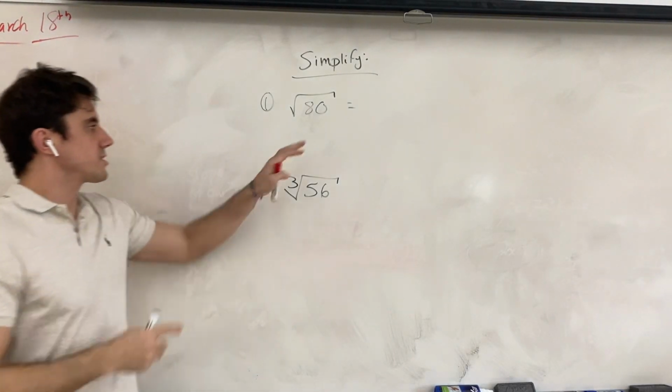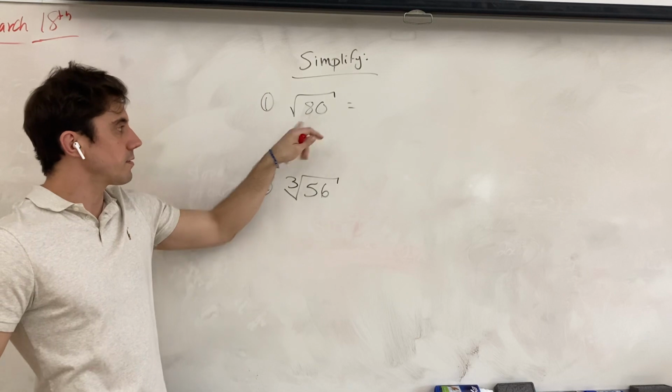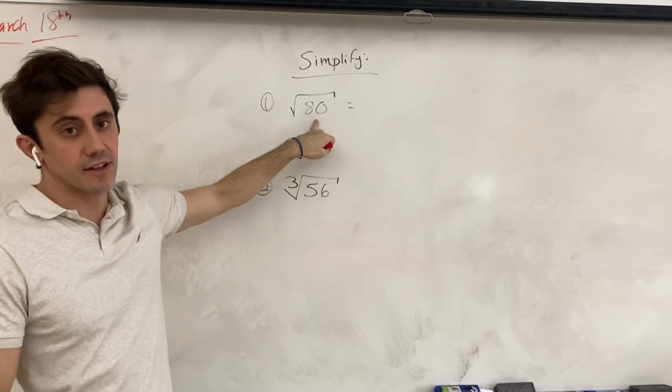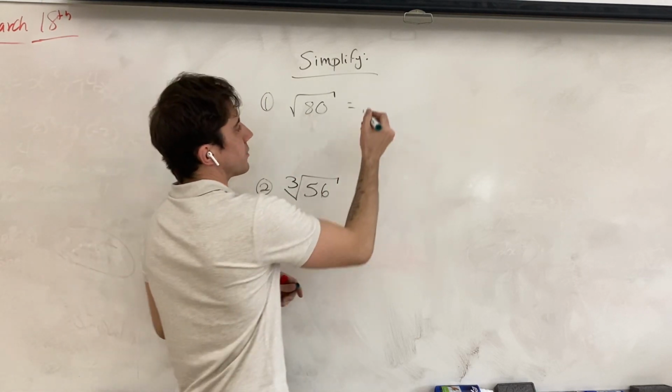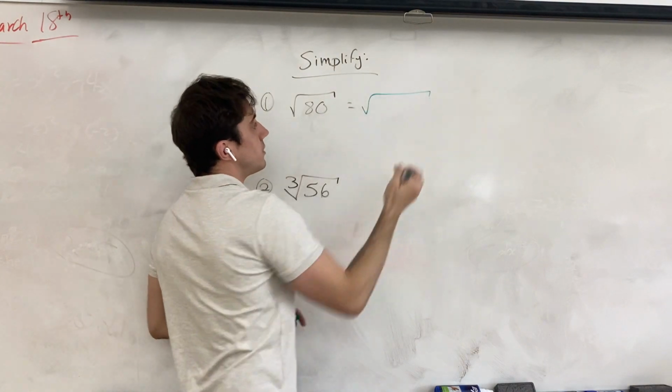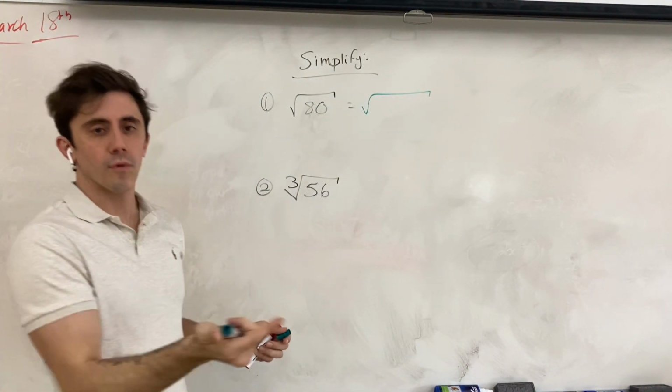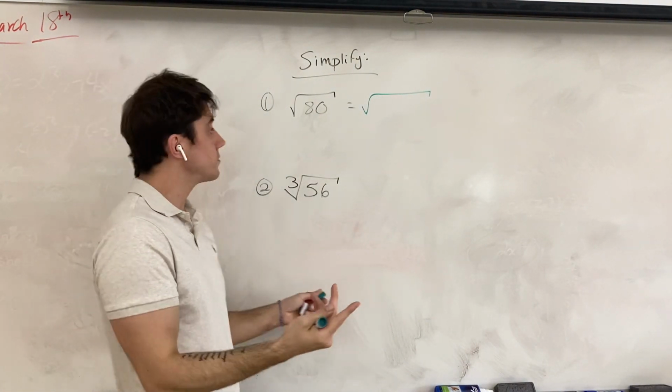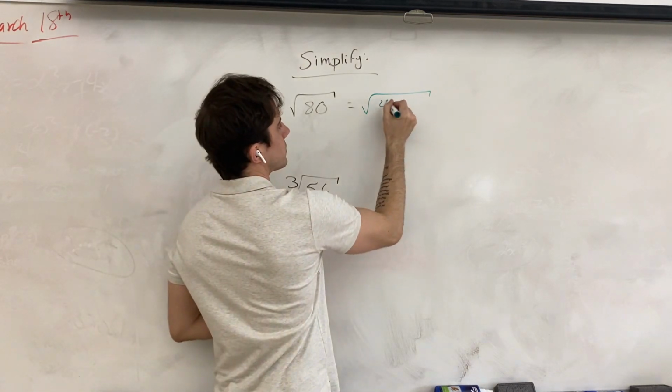So for the first one, we have the square root of 80. And the square root means we're going to look for factors of 80 that are perfect squares themselves. So if you think of what those might be, you might come up with 4 and 20, where 4 would be a perfect square, and that'll work. We can do 4 times 20.